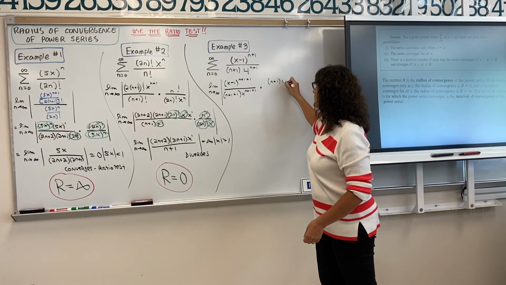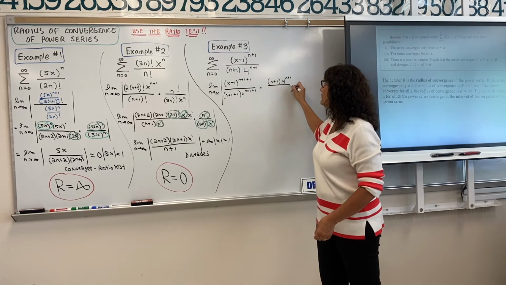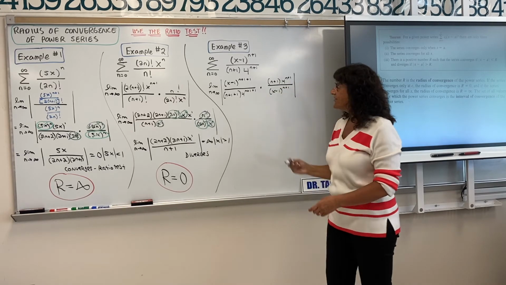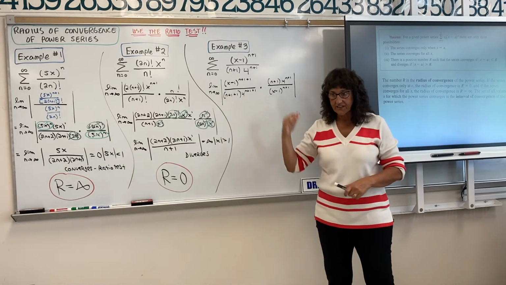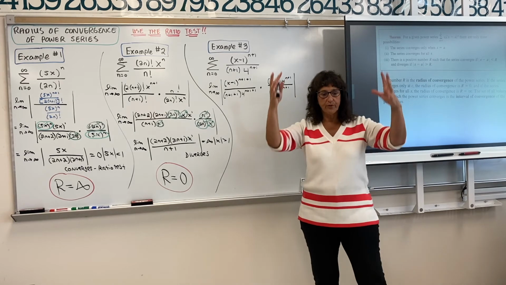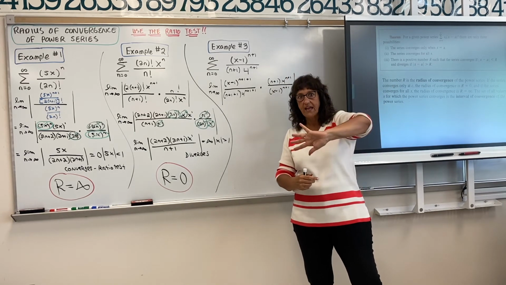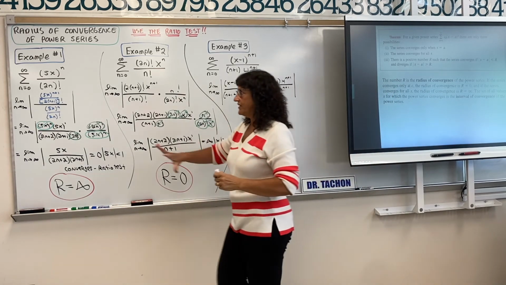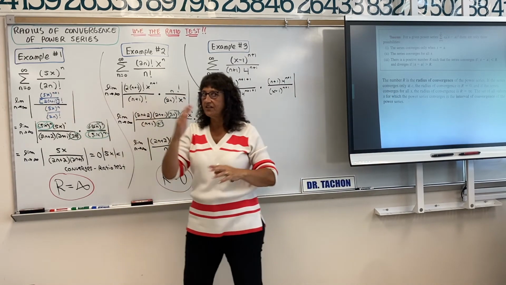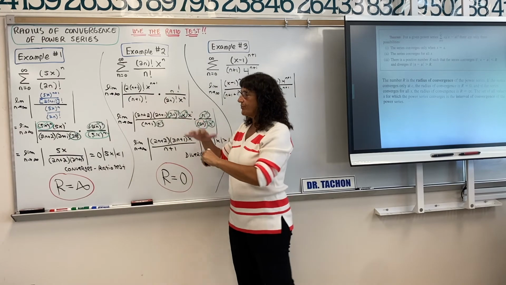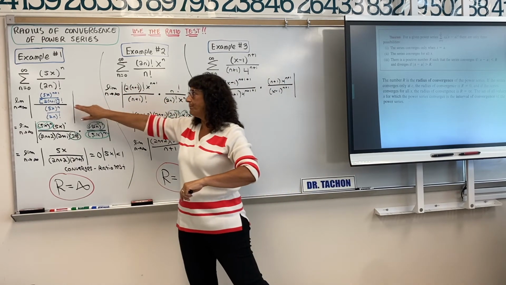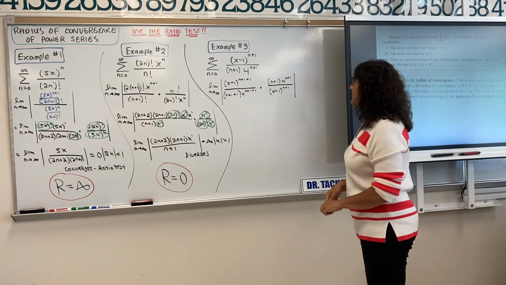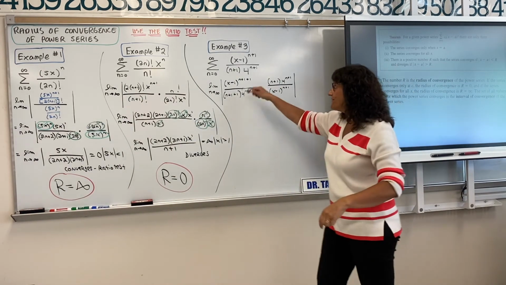Don't need a grouping symbol there. 4 to the n plus 1. All this goes over (x minus 1) to the n plus 1. So your ratio test, you take the limit as n goes to infinity, absolute value a sub n plus 1 over a sub n. And because the a sub n plus 1 over a sub n for all these examples generates that complex fraction, I skip to the second step where I'm taking the a sub n plus 1 and multiplying it by the reciprocal of the a sub n. All right, now let's simplify over here.